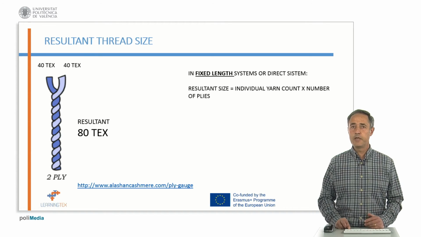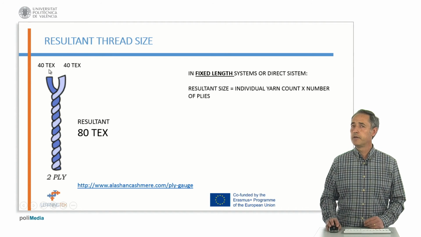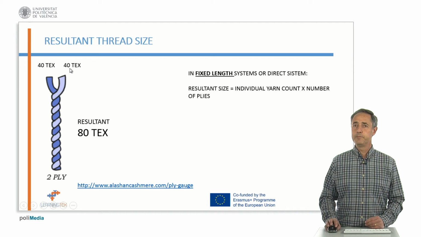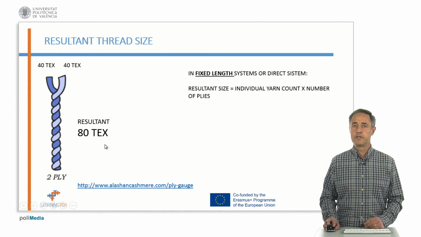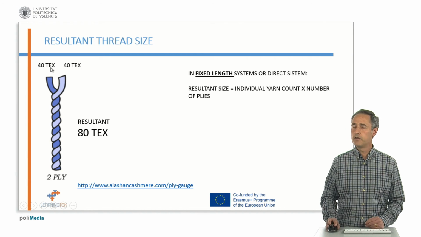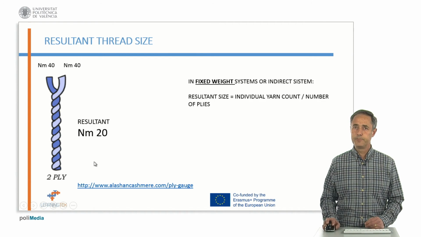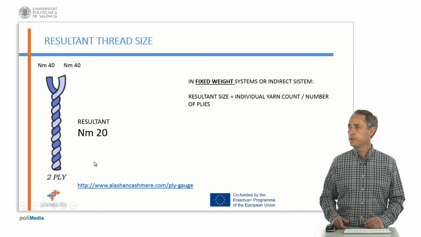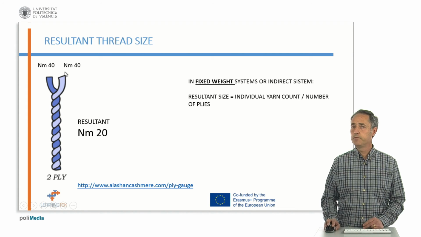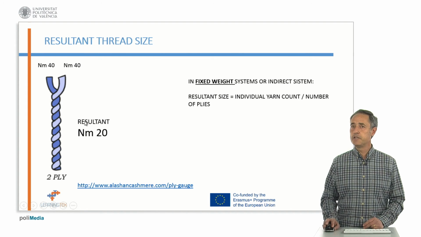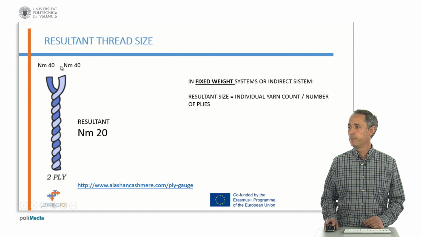For instance, in this case, every ply is 40 tex. The resultant size is 80 tex. It's a yarn with 2 plies of 40 tex. Another example, in this case, every ply is metric count 40. The resultant size is metric count 20. It's a yarn with 2 plies of metric number 40.